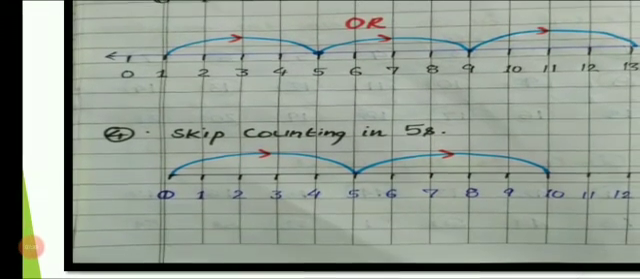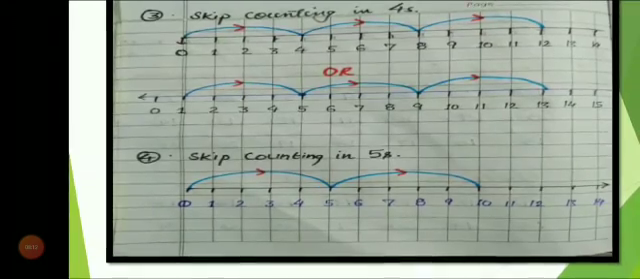Now, skip counting in 5s. Students, like 4s, in 5s skip counting, we have to reach every 5th number. And one thing you have to see carefully, if you start from 0, then we have to reach every 5th number, or if you start from wherever, maybe you start from 1, you start from 2, in that case, every time we have to reach every 5th number in 5s skip counting. Okay.